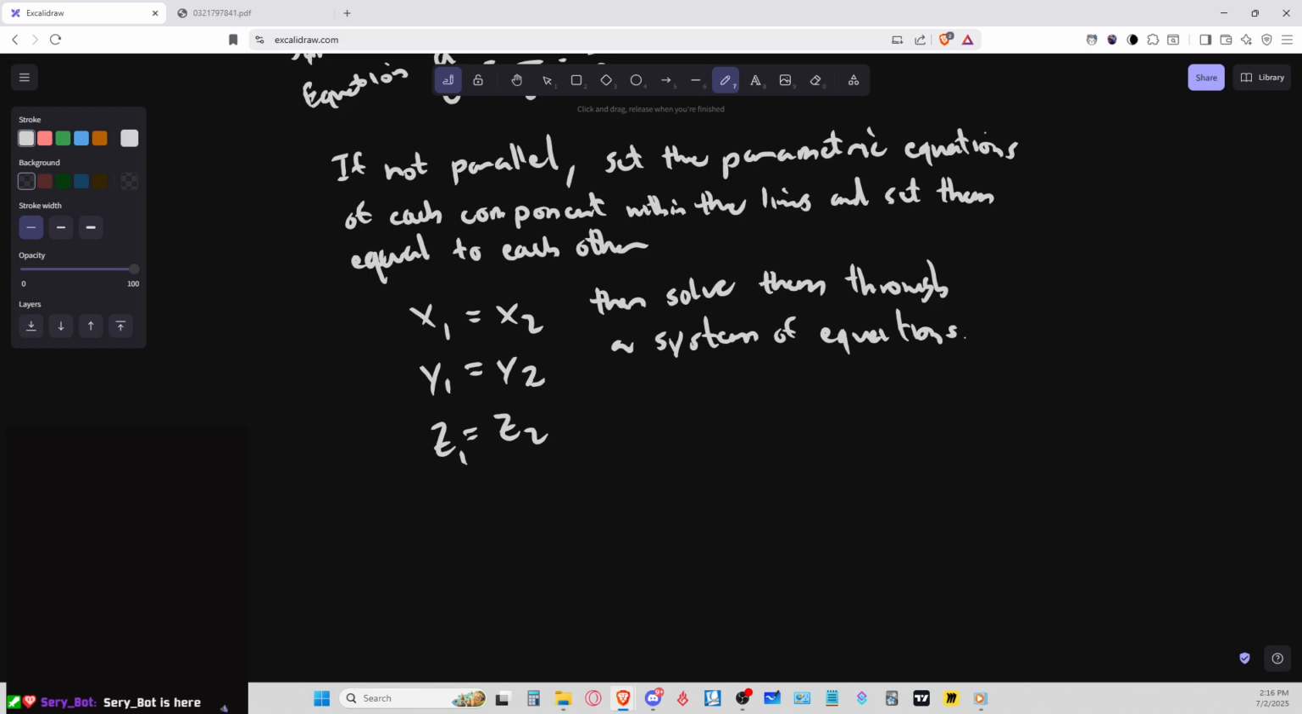According to the notes they have here, when you know it's not parallel, you have to be careful, because if the dot product is not 0, that doesn't mean that they're not intersecting. It just means they're not intersecting at 90 degrees. So that's probably good to know.